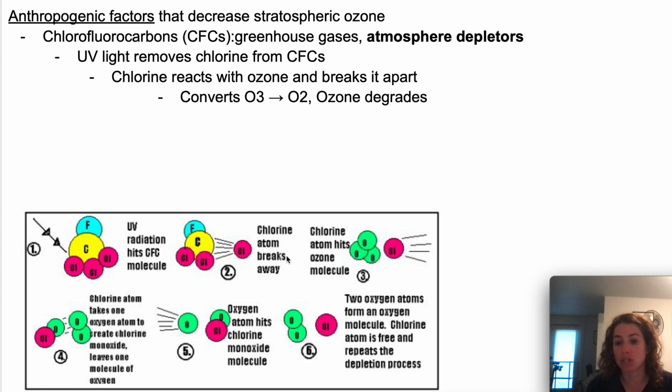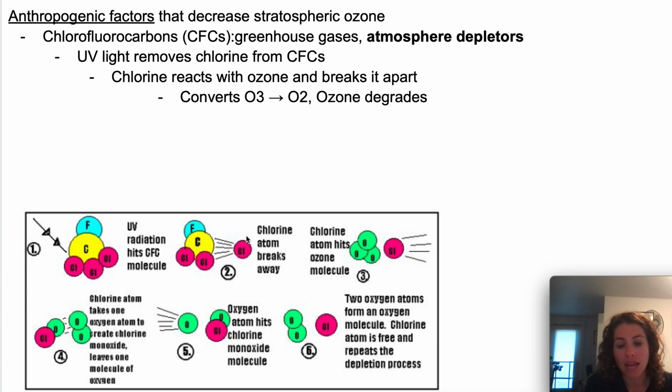However, as we saw in the mid-1900s, there are things that we can do to deplete our ozone. The biggest thing that we've done is use CFCs, chlorofluorocarbons. I'm going to keep calling them CFCs because that's a mouthful. They're found in refrigerants and coolants. CFCs we'll talk about next chapter, but they're a greenhouse gas. What's important today is that they're atmospheric depleters.